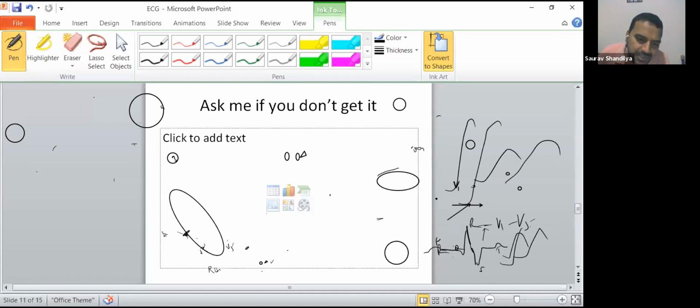Why? Just try to understand this. From here, right atrium, right ventricle to left ventricle, there is more thickness of the wall. So what will happen? It will definitely need more and more rise of the graph. Okay, more depolarization happens because of more mass. Simple. Try to understand that. Okay.